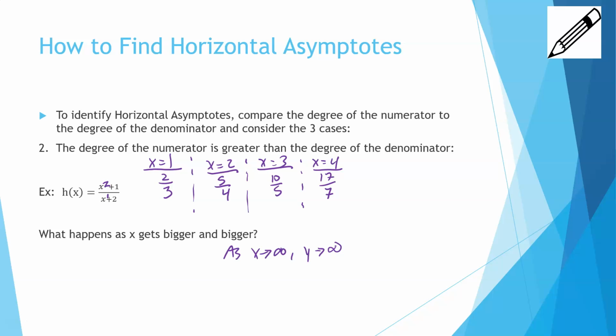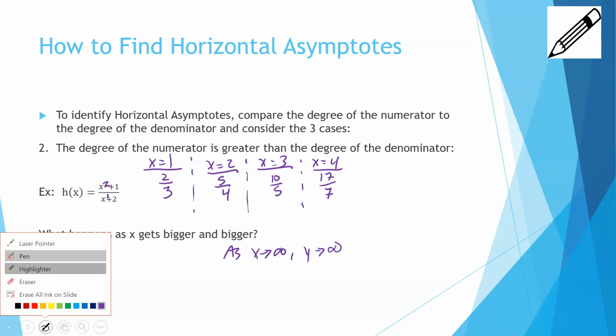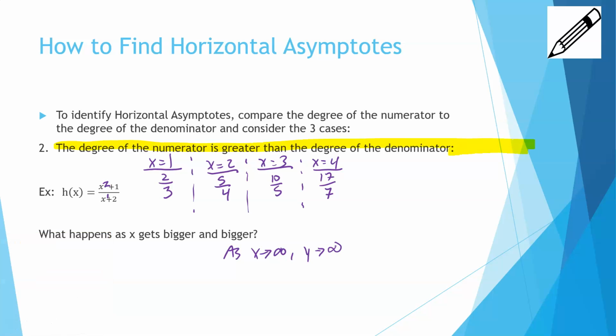Okay, so back to our writing things out, we're going to write this out now in words. The second case is when the degree of the numerator is greater than the degree of the denominator, there is no horizontal asymptote. Now, just a quick side note, you don't need to know this for much in this class. When you get to pre-calc, you'll learn about it more.